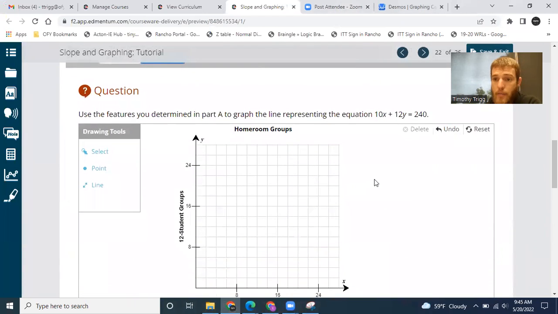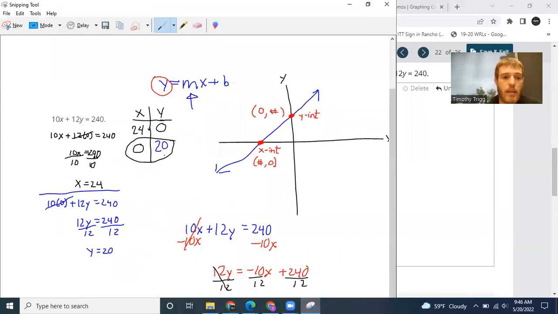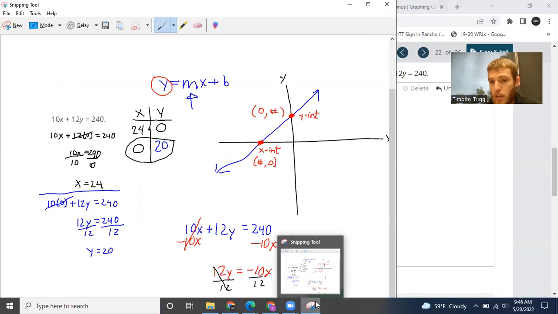Now let's go ahead and graph it. Well, there's a couple ways you can graph it. What I would do, and probably the simplest way, is since I have these coordinate points, I have the x-intercept of (24, 0), and I also have the y-intercept of (0, 20). I can just graph those 2 points and then connect those points with a straight line.